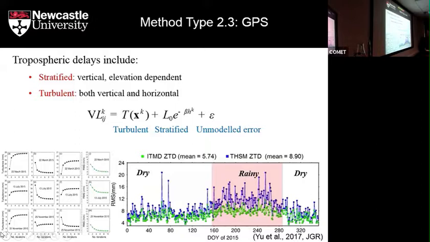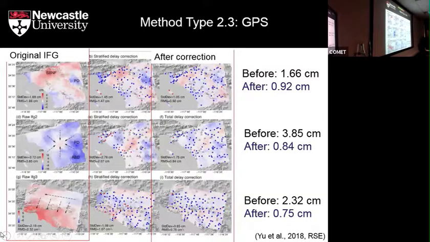And these are some examples of using GPS-based correction maps. The first column is the original interferograms. You can see very complicated atmospheric errors here and here, long wavelengths, and also some topography-related errors. The middle column is the interferogram after correcting for the stratified component, which is only the elevation-dependent signal. And the last column is after correction for the total delays.